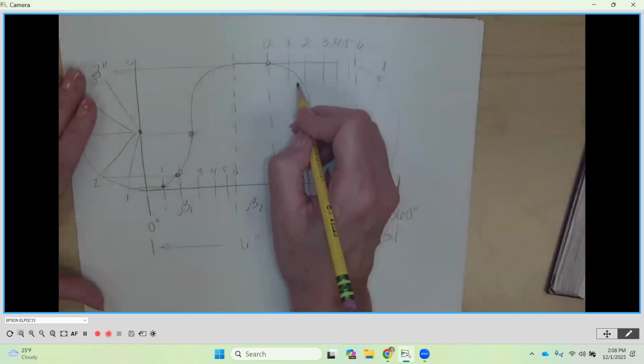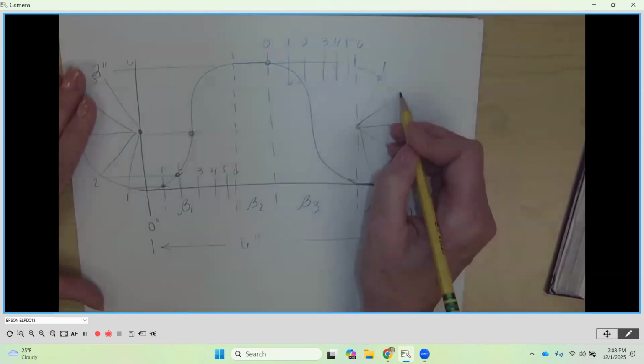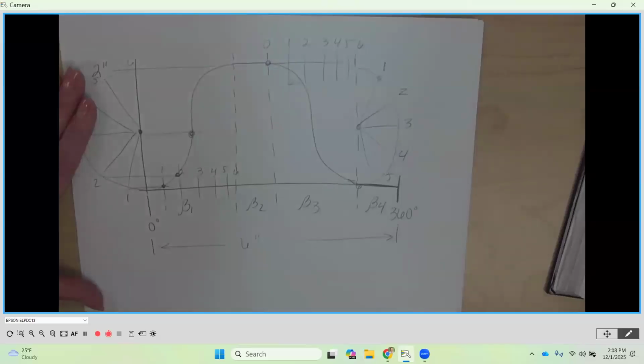So now this is going to be your 1, 2, 3, 4, 5. So this will be 2, 3, 4, 5, and then 6 is going to be at the bottom here.